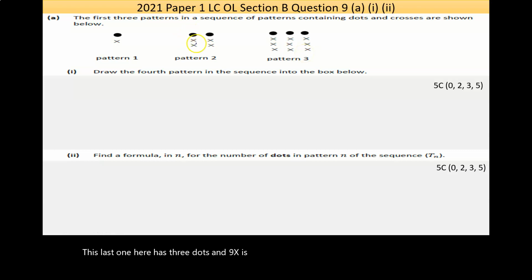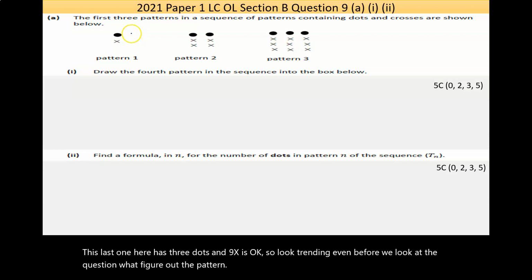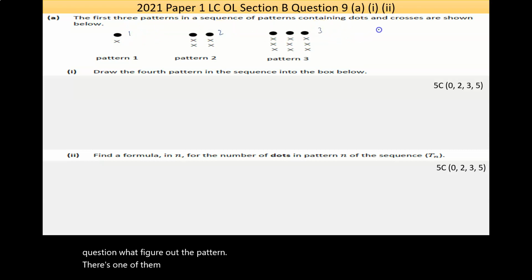Okay. So even before we look at the question, it's worth figuring out the pattern. Now there's 1 of them, 2, and 3. So the next one's probably going to have 4, if the pattern's right. The crosses go 1, then 4, and then 9. So it's going up 1, 4, 9. Would the next be 16? I think.